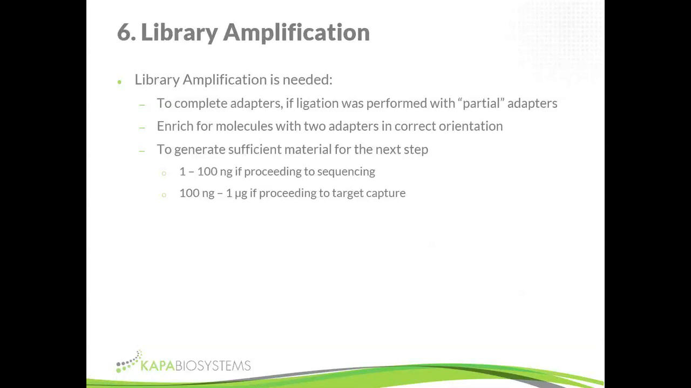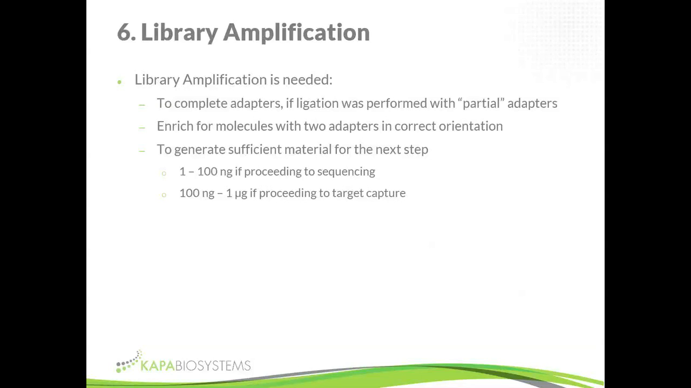So after ligation, you're always going to have a population of molecules that have adapters and that don't have adapters. And every cycle of PCR that you do enriches for the molecules with adapters. So the percentage of that library population that doesn't have adapters, in other words, can't cluster and can't sequence, gets relatively smaller and smaller with every cycle of amplification.